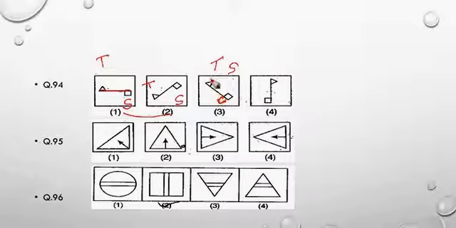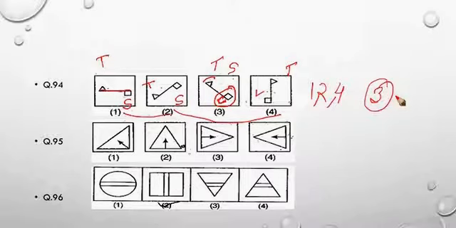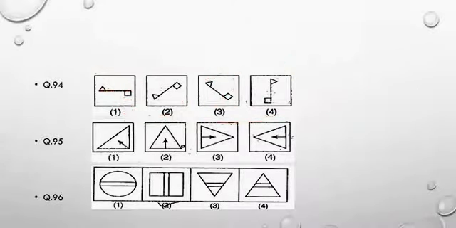So looking like this, option 3 is an odd man out figure. Just to check, let's move on to the next option. We find that in the next option there's a straight line. The triangle is on the right side and the square is on the left side. So option 1, 2 and 4 are similar. Option 3 is different. The answer for question number 94 is 3.